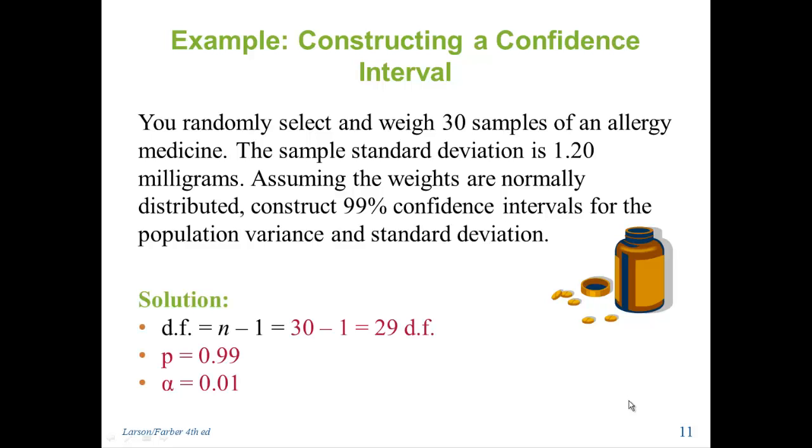So, just like last time, first we need to find our degrees of freedom, which is n minus 1, and in this case it's 30 minus 1, which gives us 29 degrees of freedom. P is 0.99, therefore alpha is 1 minus that, which is 0.01.